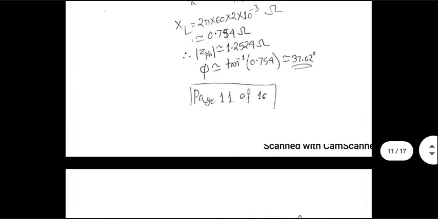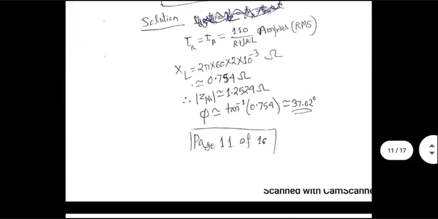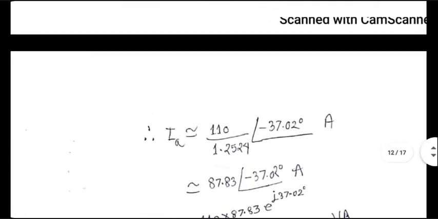So 110 divided by ZPH. ZPH is 1.2524 ohm with an angle of plus 37.02 degrees. That goes up and becomes negative. So many amperes RMS. So IA works out to 87.83 amperes approximately with a phase angle of minus 37.2 degrees.